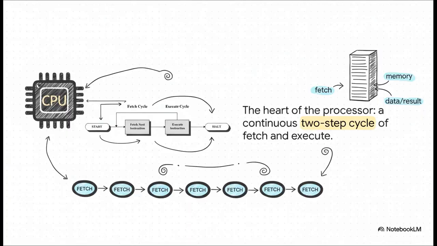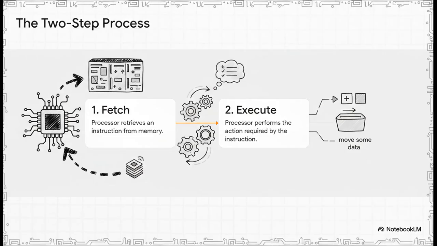And this is it. This is the rhythm of the processor. It's called the instruction cycle, or you'll often hear it called the fetch-execute cycle. The CPU fetches an instruction from memory, then it executes that instruction. That's it. It just loops over and over and over. Fetch, execute, fetch, execute. That is its entire job. Let's lock this in, because it's that simple.